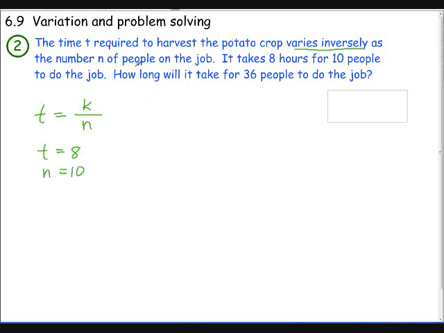Now we're not asked here, you don't see it anywhere, that it asks us to create the equation of variation. However, we know we need it. So the very first thing we're going to do is figure out what that equation is. Then we will answer the question that we have here. So our equation requires us to figure out what the constant of variation is. We've got an 8, we've got a 10, so we can say 8 hours equals our constant of variation, which we don't know yet, divided by 10.